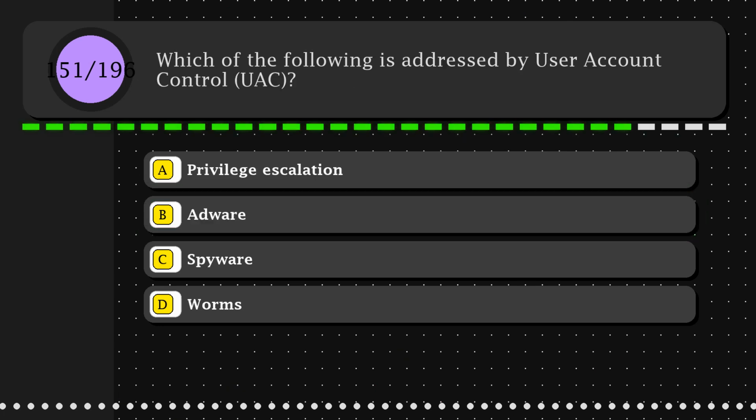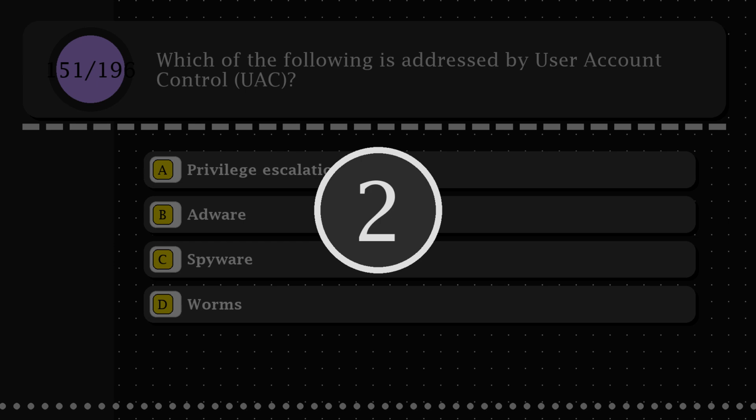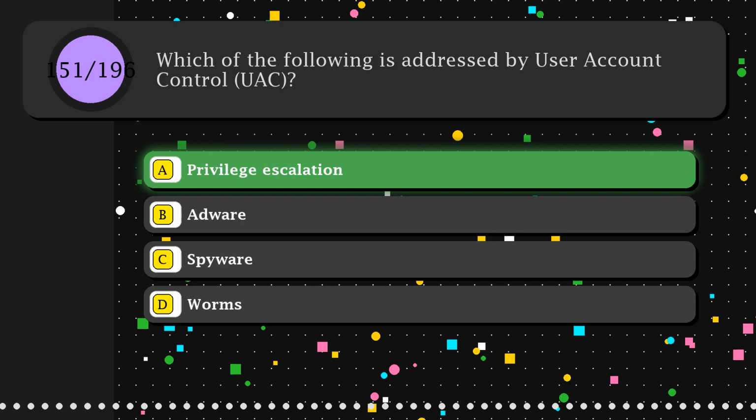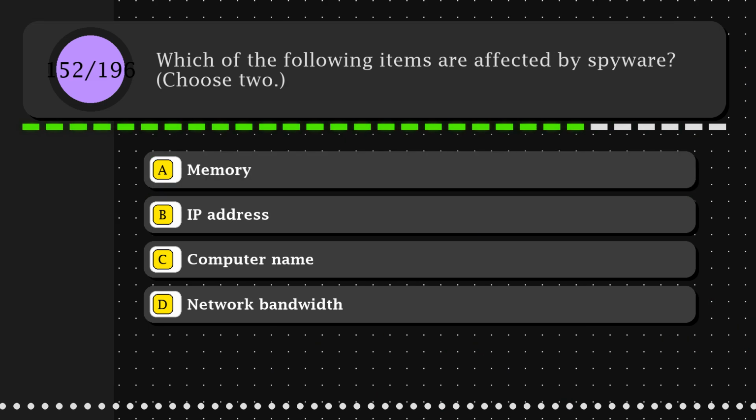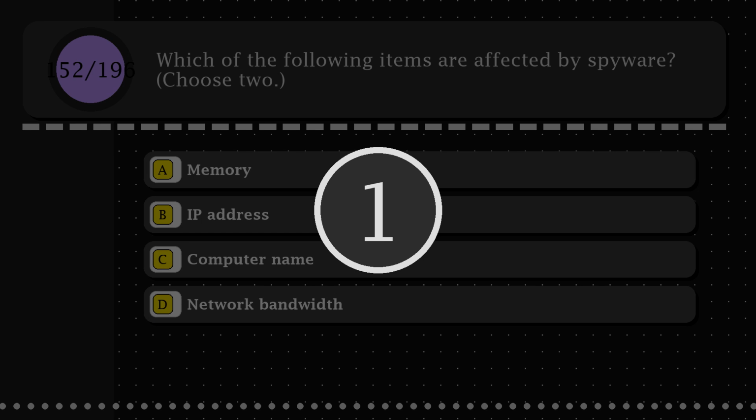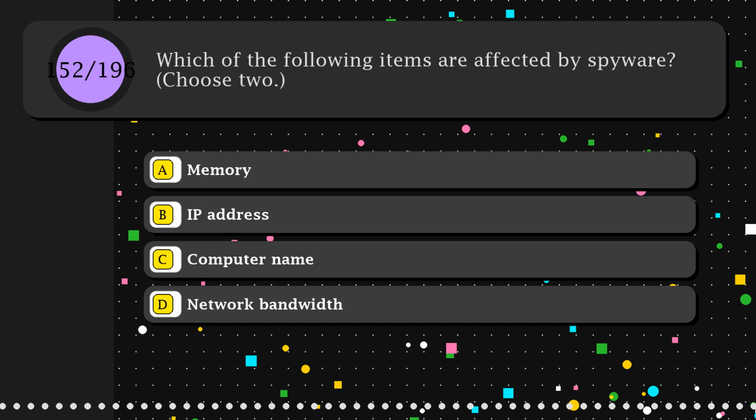Question 151. Which of the following is addressed by User Account Control, UAC? Option A, privilege escalation. Option B, hoodware. Option C, spyware. Option D, worms. The correct answer is option A, privilege escalation. Question 152. Which of the following items are affected by spyware? Choose 2. Option A, memory. Option B, IP address. Option C, computer name. Option D, network bandwidth. The correct answer is option A, D.